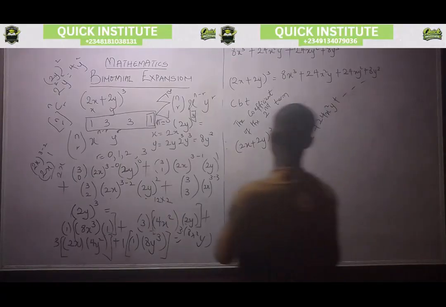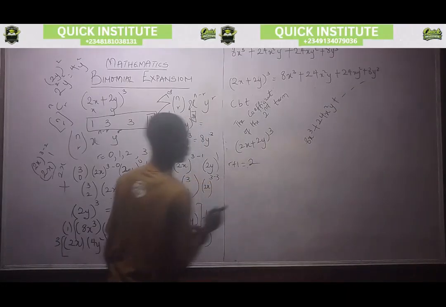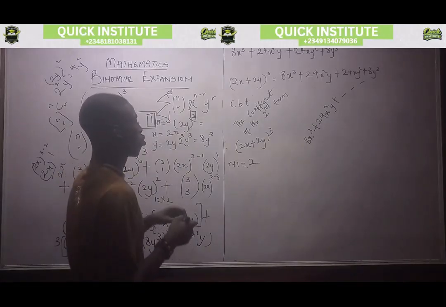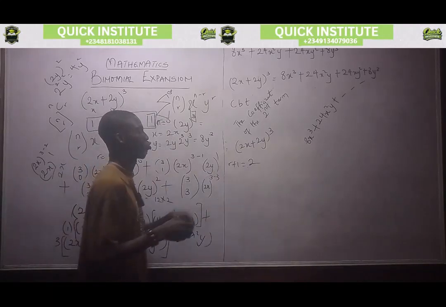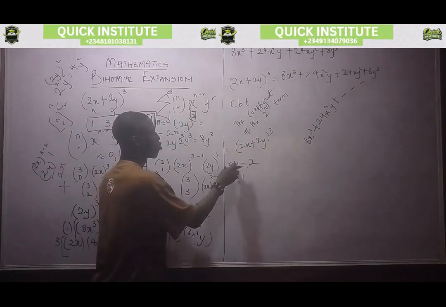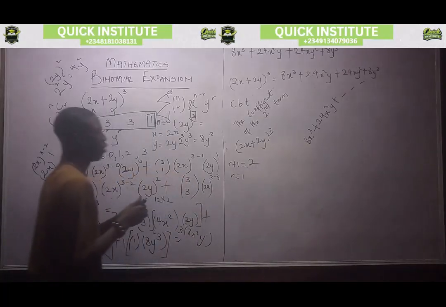At times you may do it like this: r plus 1 equals the second term. Because they are giving you a fixed number of terms, when you are given a fixed number of terms, you do r plus 1 equals 2. Therefore, r equals 1, because if this 1 crosses, it will become 2 minus 1, which is 1.